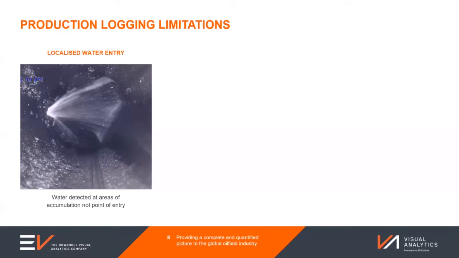And in this example, the production logging sensor may have been able to detect the pooling of water that we saw at the end of the video clip, but it might have struggled to resolve the exact location of its origin. Whereas the video, on the other hand, shows the water coming in through a single perforation very, very clearly.